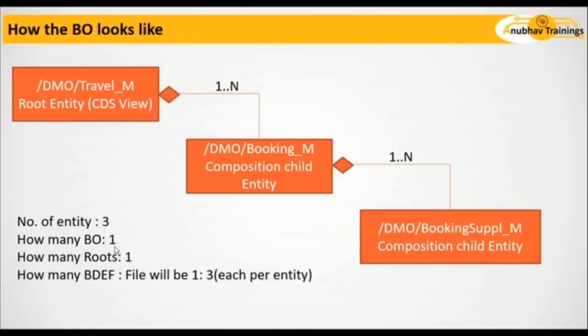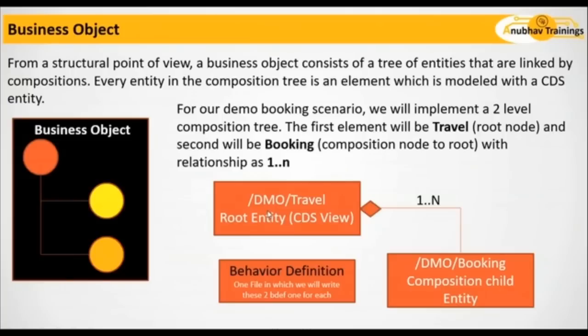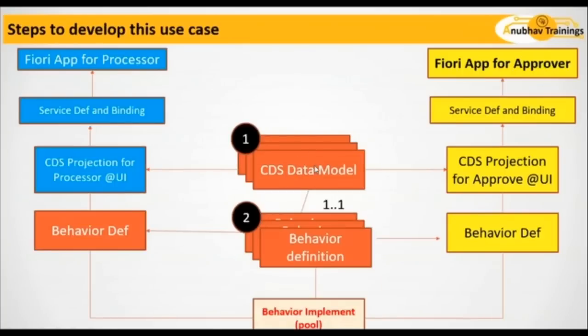The whole thing constitutes one business object, and it has one root node, and we will have one CDS view per entity. So in total, we already have 3 CDS views in the base CDS data model layer, and now we will be creating the projection layer for the CDS views, which includes the UI annotations.